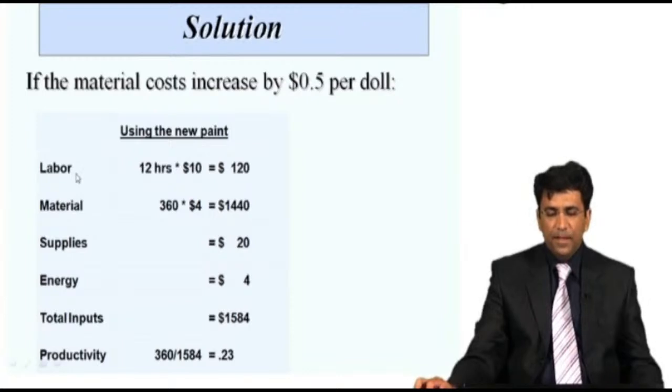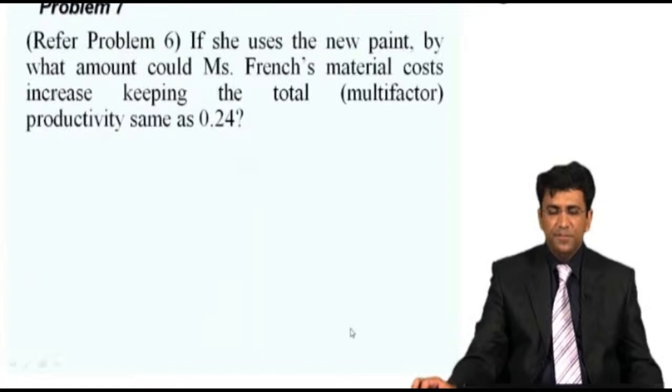Input is labor input remains same, that is 120. Material cost now will be 360 multiplied by $4, that is 3.5 plus 0.5. This will be the new material cost. Then supplies cost again will remain same, that is $20. Energy cost will remain same, and now the input cost is equal to $1584, and the productivity in this case will be, again, output over total input, equal to 0.23. So in this way, students, we can extract the particular information in order to solve the problems and in order to measure the productivity in organizational settings.